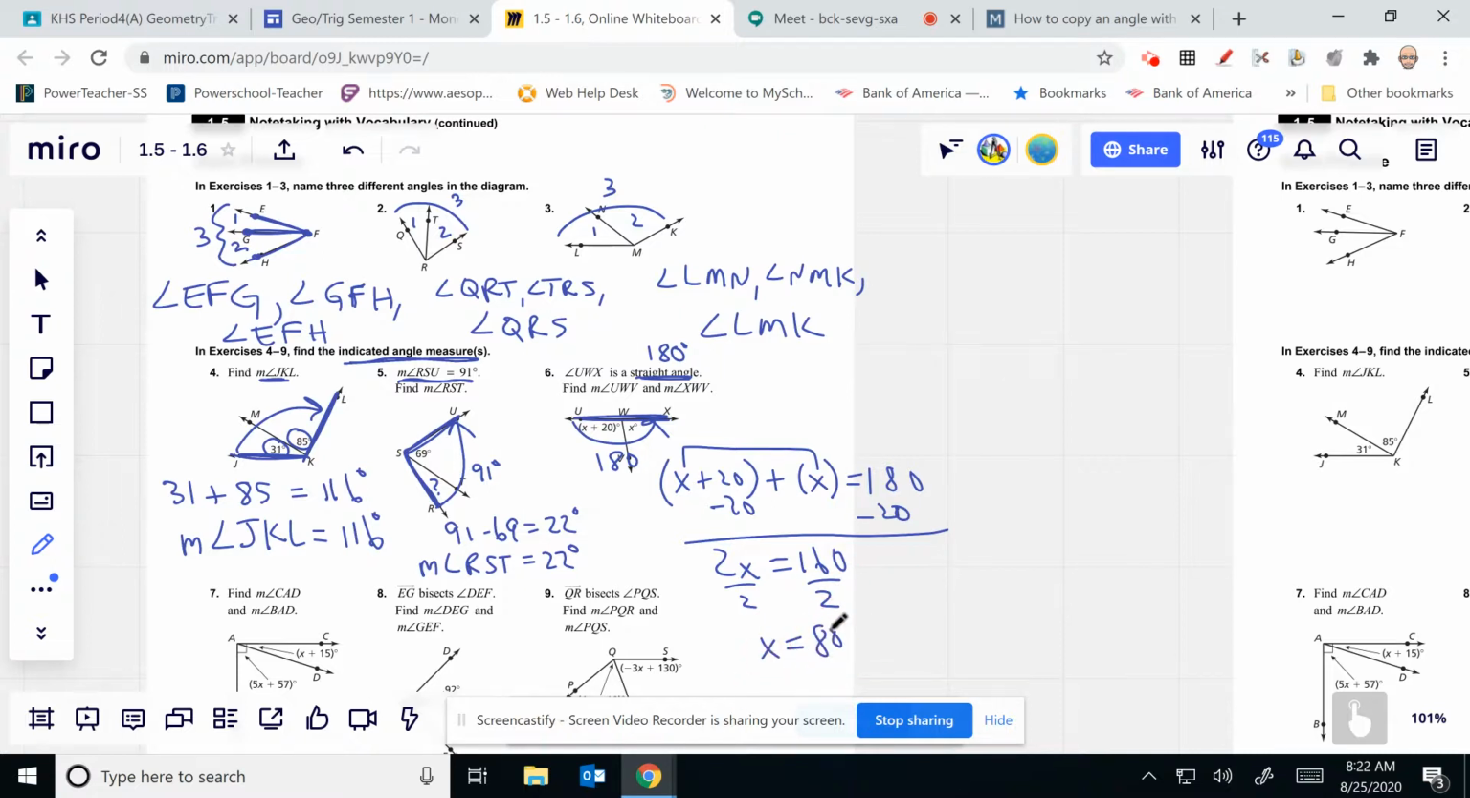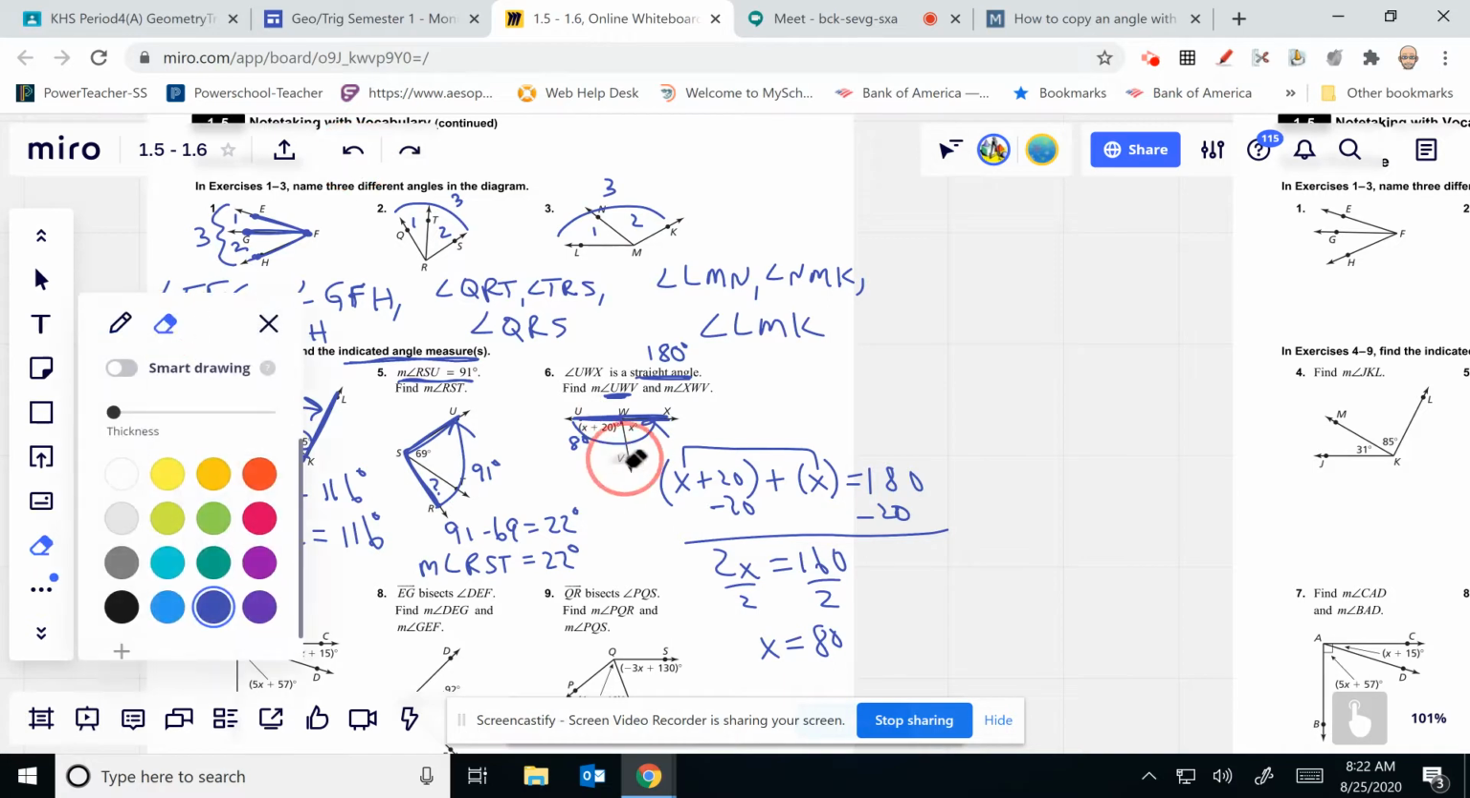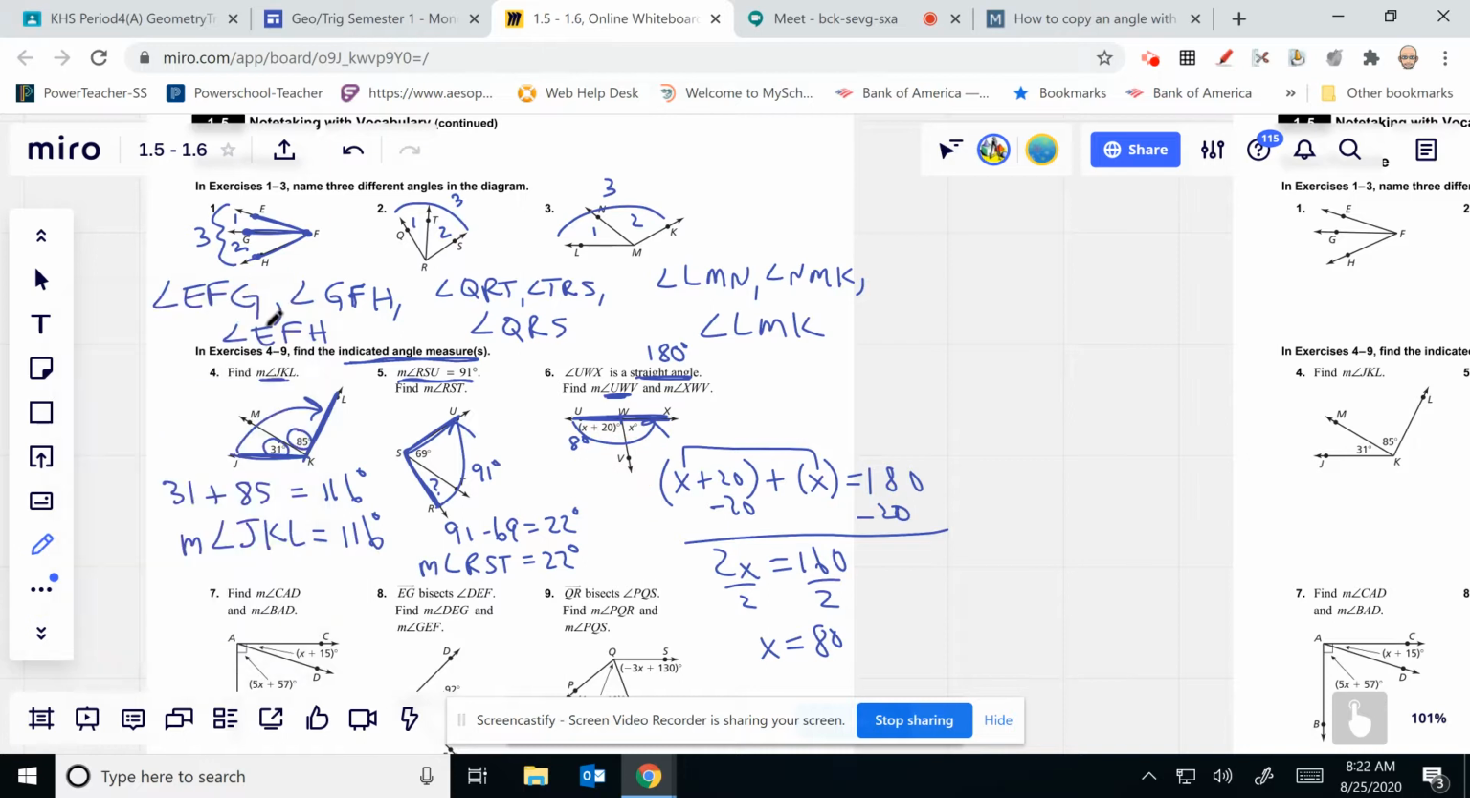Now be careful because a lot of people like to just throw in 80 as their answer, but look what it's asking for. The measure of UWV, which is the one angle, and it wants XWV. So you got to plug in the 80 into both. 80 plus 20 tells me that this one angle is 100 right here. Let me put it inside, get rid of this 180 right there. So this angle is 100. And then 80 is just x, so there's your 80. You can double check to make sure it's right by adding them together, and it should add up to 180, which it does, 100 plus 80. So that would be 6.